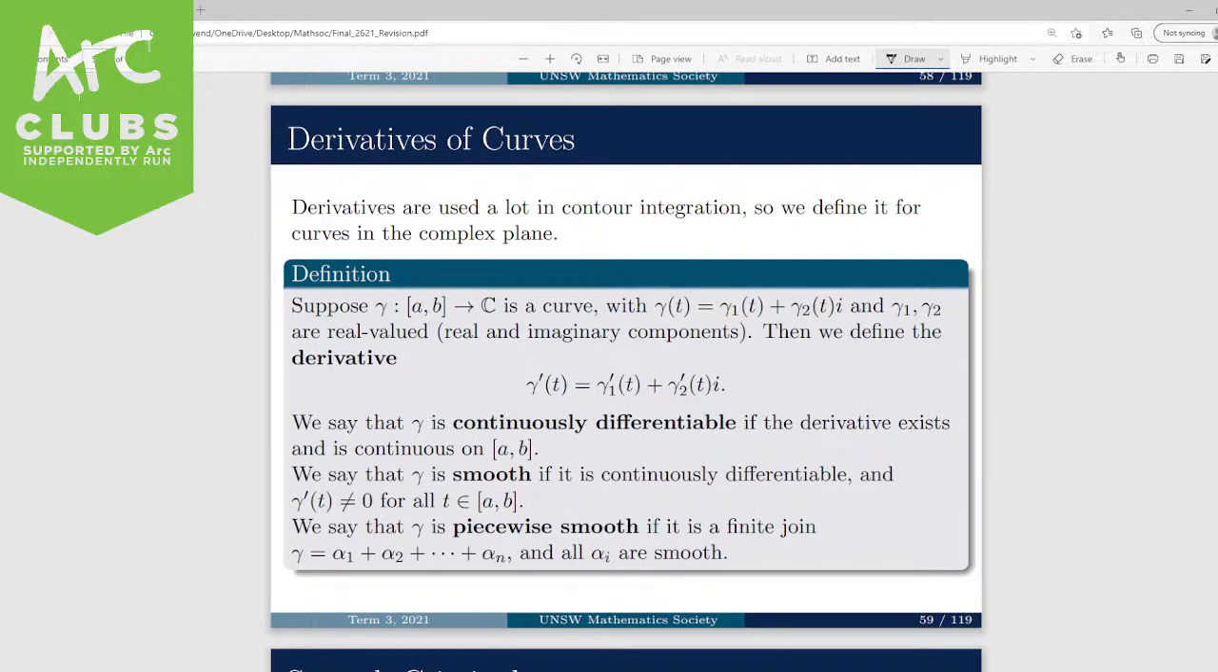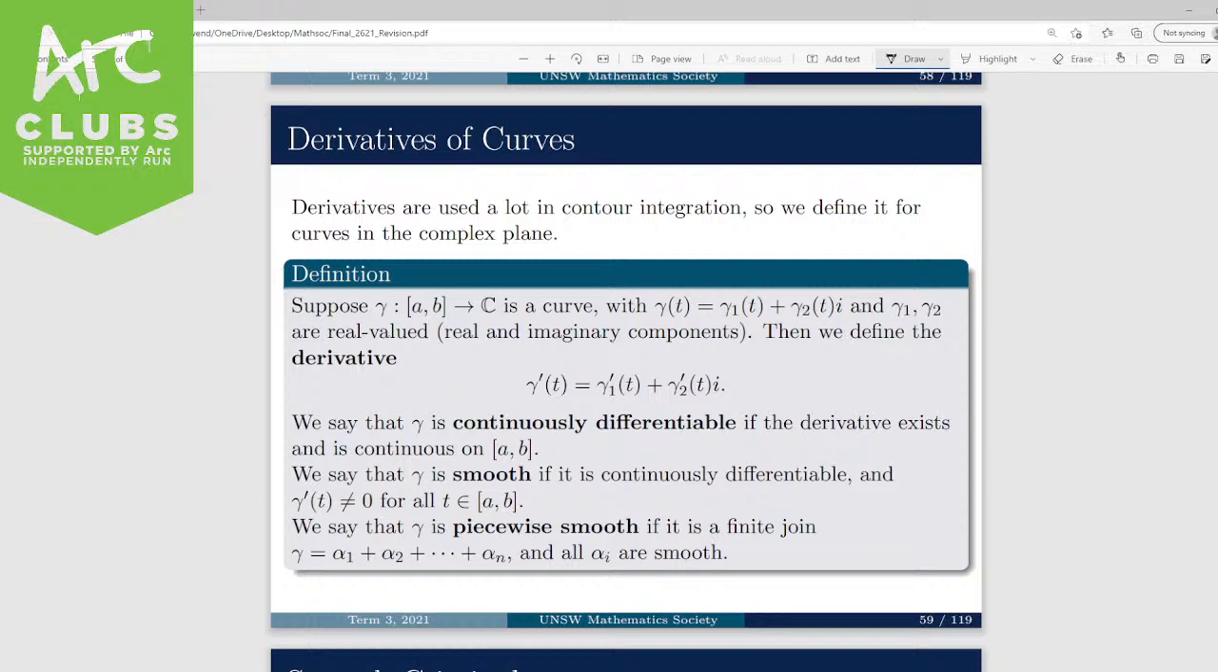Now, derivatives are used a lot. So let's define derivatives. Mostly, you should be pretty comfortable with the definition of it. You've got this curve gamma of t. If you split it up into gamma 1 of t plus gamma 2 of t times i, so gamma equals gamma 1 plus i gamma 2, just the real and imaginary parts, then for its derivative, you just differentiate the real and imaginary parts separately, and you're good. You've got the derivative of gamma. Now we call this continuously differentiable if your derivative exists and if it's continuous.